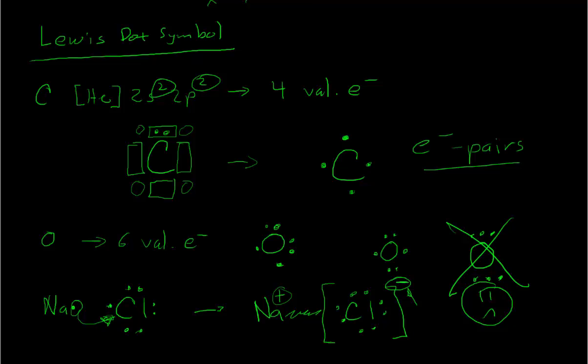But there may be other ways for atoms to gain and lose electrons, say by sharing electrons. And that's a special type of bonding that we're going to talk about next called covalent bonding.